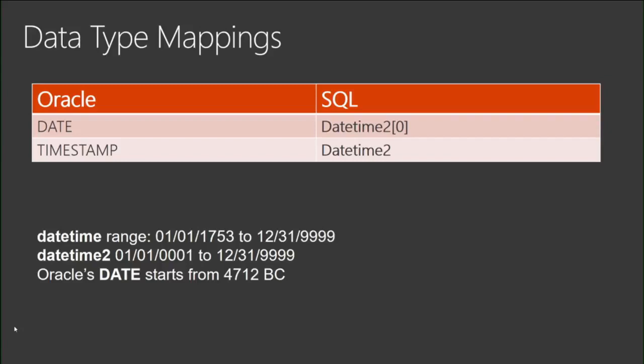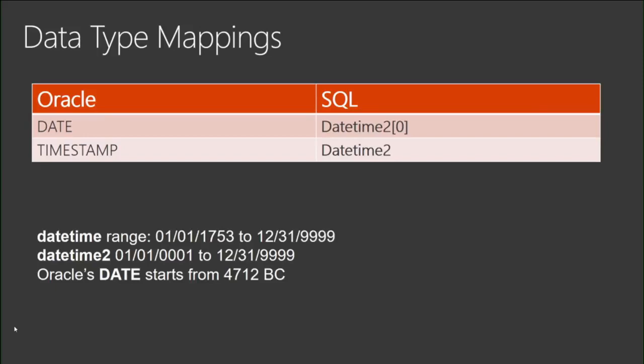Now, Oracle has two data types that you need to know: DATE and TIMESTAMP. Both DATE and TIMESTAMP map to SQL Server's DateTime2 data type. Now, all of you know that in SQL Server we have DateTime and DateTime2. DateTime is the older one that we had prior to 2008, but starting from 2008, we had DateTime2.